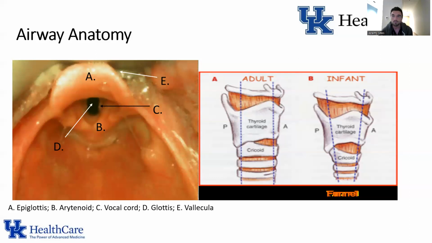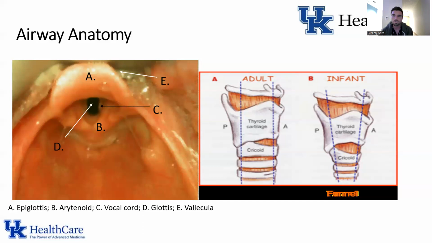Structure B, the arytenoids, an important cartilaginous structure, important for the person who may be intubating a child or adult who has a difficult view of the airway. In certain circumstances, the arytenoids may be the only discernible structure that the interventionalist, the proceduralist, is seeing when they're intubating. So not really something to go into detail on in this talk, but a structure that you should know about.